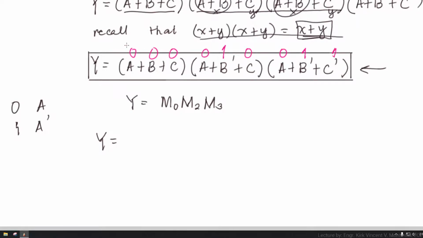Okay. Then evaluate the binary number. Anong equivalent yan sa decimal? Kung mapansin mo class, ang equivalent niyan sa decimal 00 is M0. 01, 0, that is 2. Okay na? So that's why M2. This one is 2 plus 1 is 3. So that's why M3. So you have the correct answer na M0, M2, and then M3. Okay.